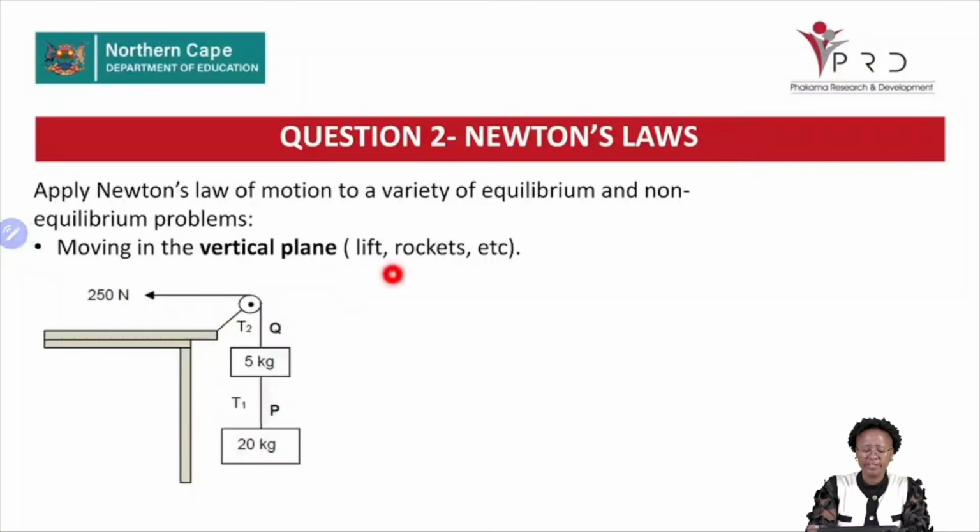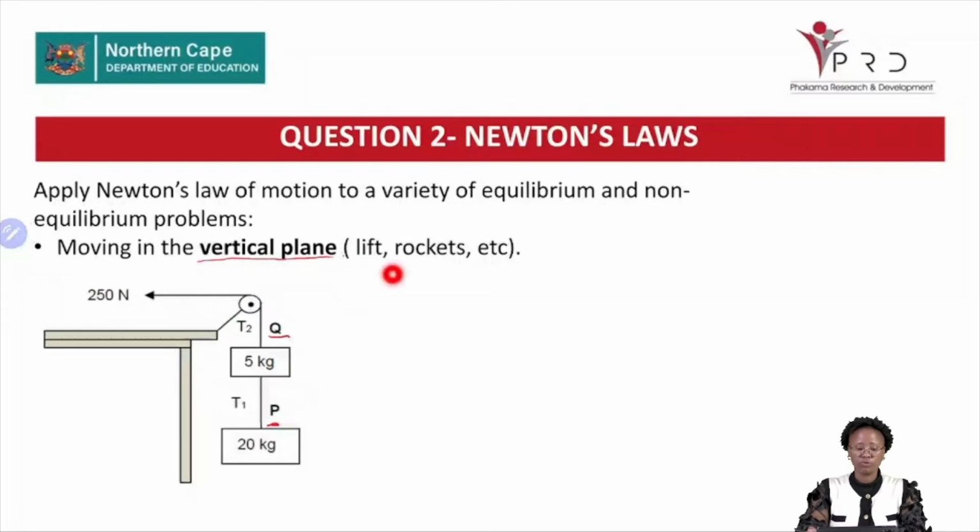Sometimes you will be given objects that are moving in a vertical plane. It can be a lift or a rocket, or the example that I'm giving you here. These ones are very easy to draw the free body diagram for. However, you can see something here. I'm given 2 blocks. Remember, when you are given 2 or more blocks, you must always draw the free body diagram individually, separately, for each and every block. It will make it easier for you.